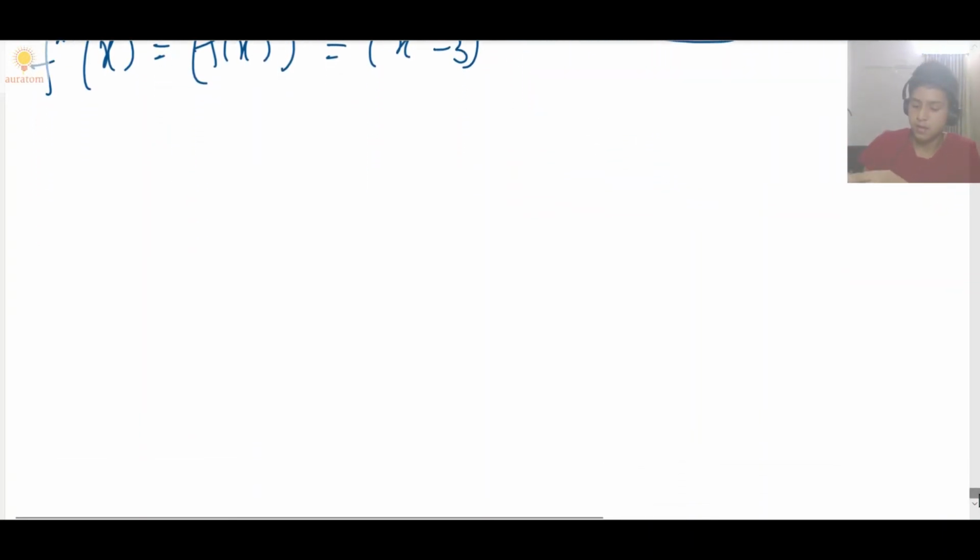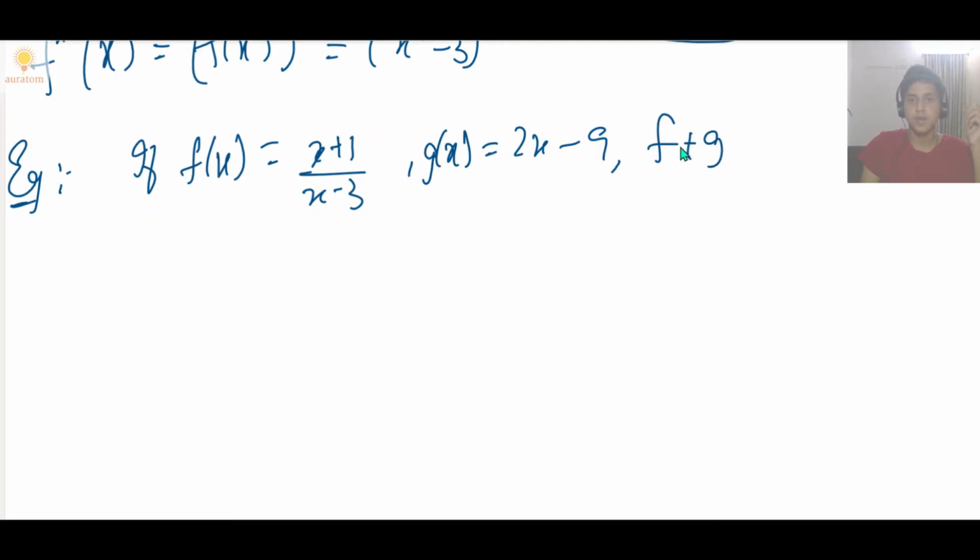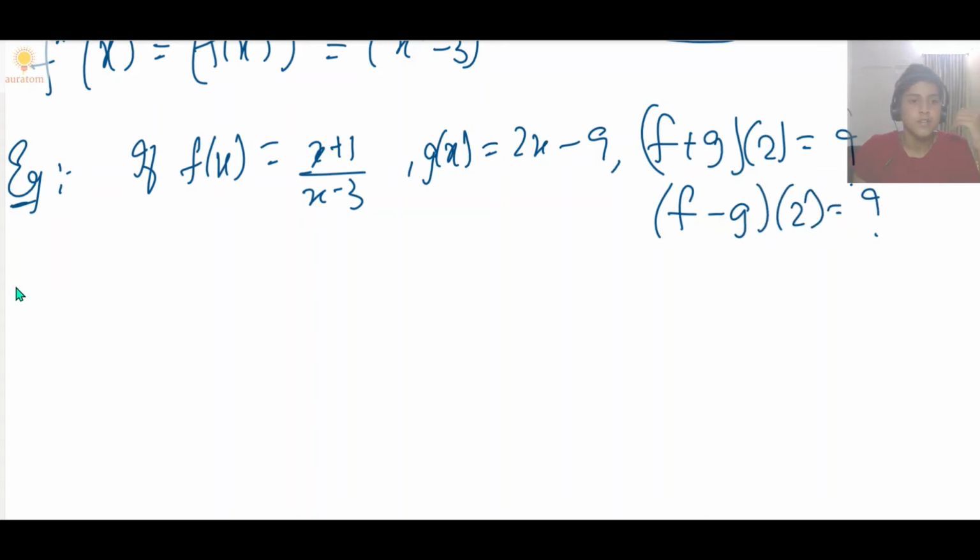Yeah, so I have got some examples here. If f of x is x plus 1 by x minus 3 and g of x is 2x minus 9, what is f plus g of 2 and what is f minus g of 2? This is the question. So let's solve it.